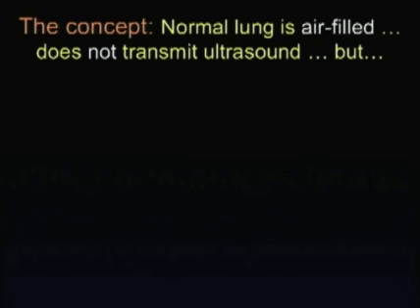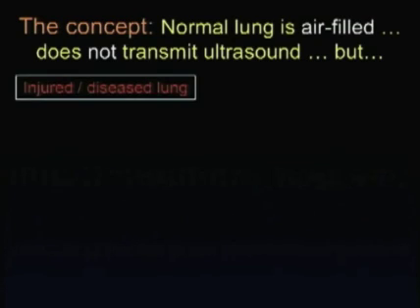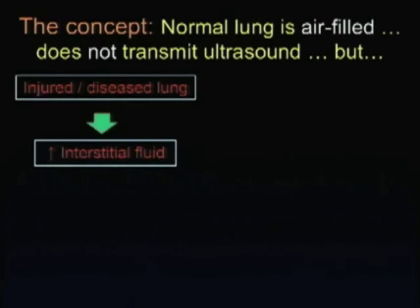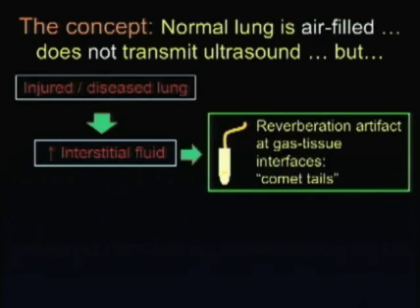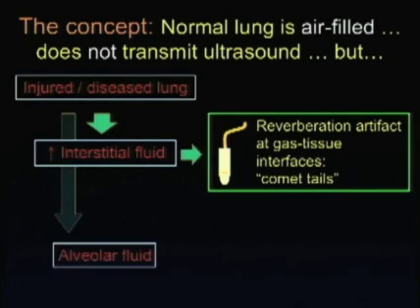It turns out that pathological lung, due to inflammation, becomes fluid-filled in various ways that make it amenable to ultrasound, or at least make changes that can be recognized sonographically. So the first step of the process after injury is frequently interstitial edema, the formation of interstitial edema, and that's going to give reverberation artifacts at the gas tissue interfaces, which we'll talk about in a second. And these reverberation artifacts are called comet tails, lung rockets, or B-lines.